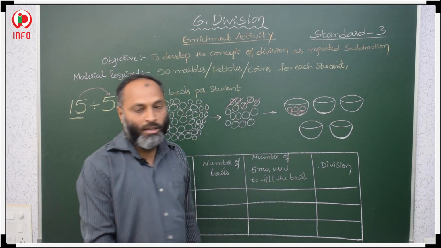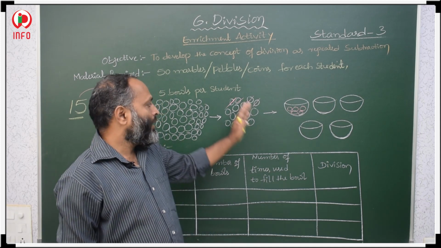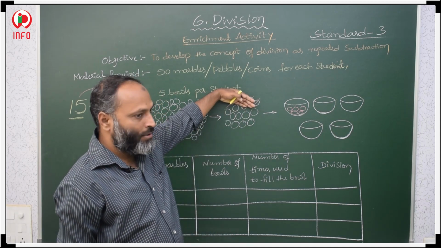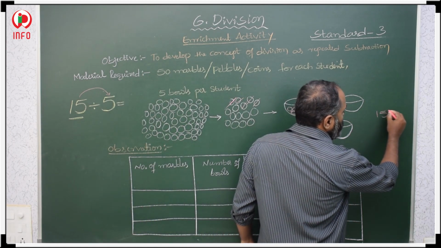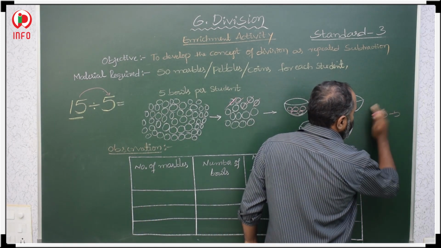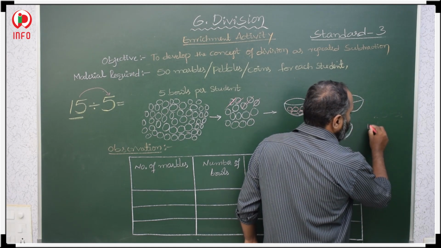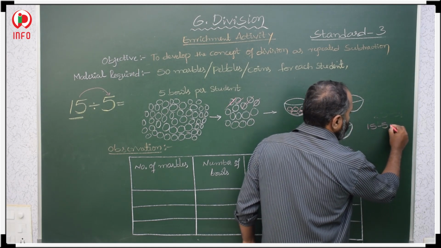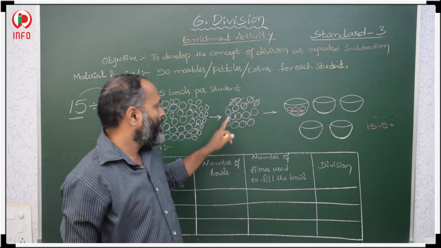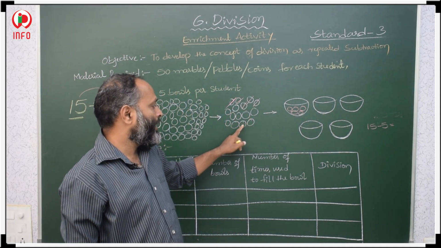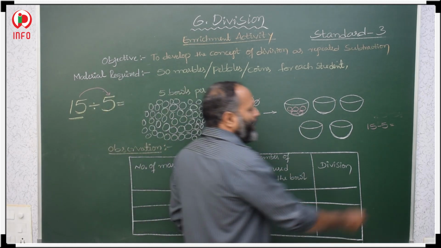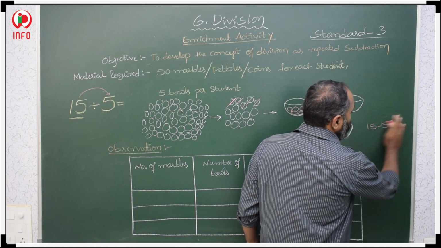So these are the 5 marbles. After completing 5 marbles, 15 is there now. In total 15 marbles, so we take out 5 marbles. Then how many marbles are left? 1, 2, 3, 4, 5, 6, 7, 8, 9, 10. 10 marbles are left.